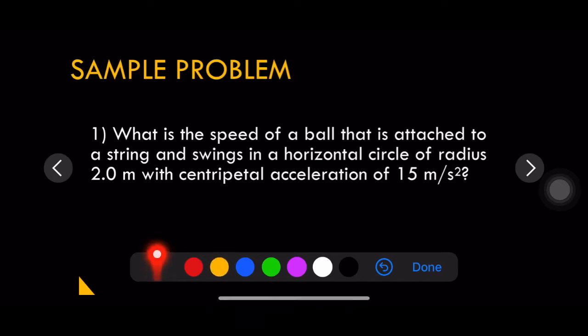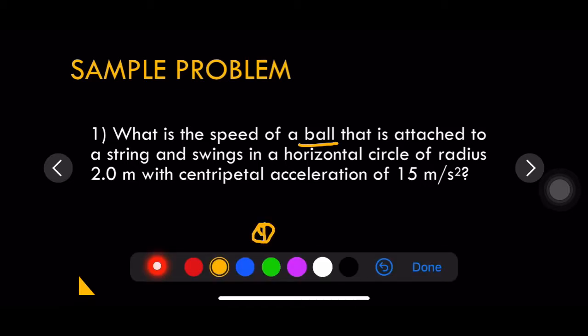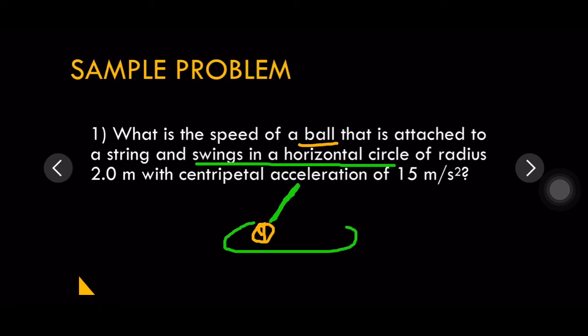Here is the first problem. What is the speed of a ball that is attached to a string and swings in a horizontal circle of radius 2.0 meters with centripetal acceleration of 15 meters per second squared? To understand the problem, let's visualize what is happening. We have a ball attached to a string, and it swings in a horizontal circle.